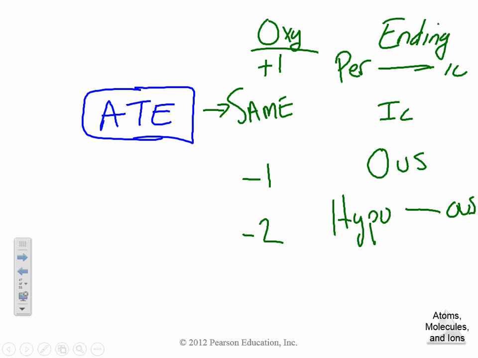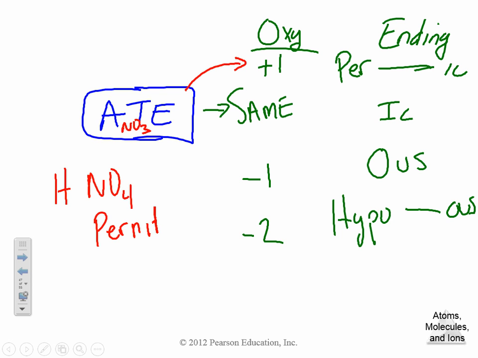So real quick, let's do two examples here. We have HNO4. HNO4 is our oxyacid, and it's an acid because it starts with an H and it has an oxygen. What is the base ate? The base ate is nitrate. How many oxygens does nitrate have? Nitrate is NO3. So we look at these rules, and HNO4 has one more. So our nitrate is now going to become pernitric.